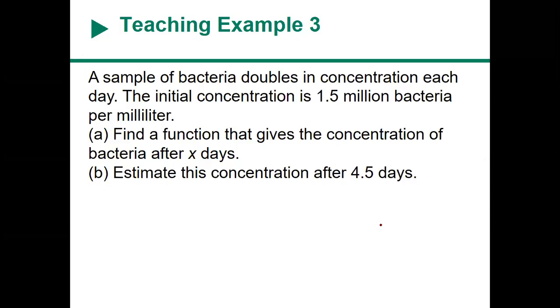A sample of bacteria doubles in concentration each day. The initial concentration is 1.5 million bacteria per milliliter. Find a function that gives the concentration of bacteria after x days. Estimate the concentration after 4.5 days. So you're going to figure out what's your a and what is your b based on the problem you read.